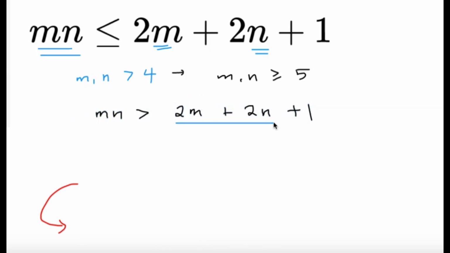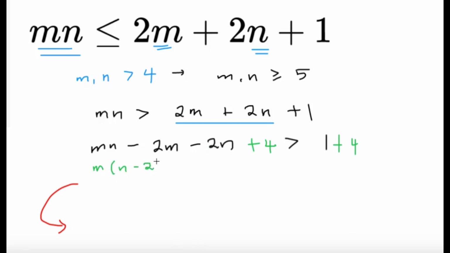Now, let's put this to the other side. So we're going to have mn minus 2m minus 2n being greater than 1. And from here, I can do the factoring by adding 4 to both sides. I can factor the left-hand side using factoring by grouping, or as a result of Simon's Favorite Factoring Trick. I'll get m times (n minus 2) minus 2 times (n minus 2). That's going to be greater than 5.